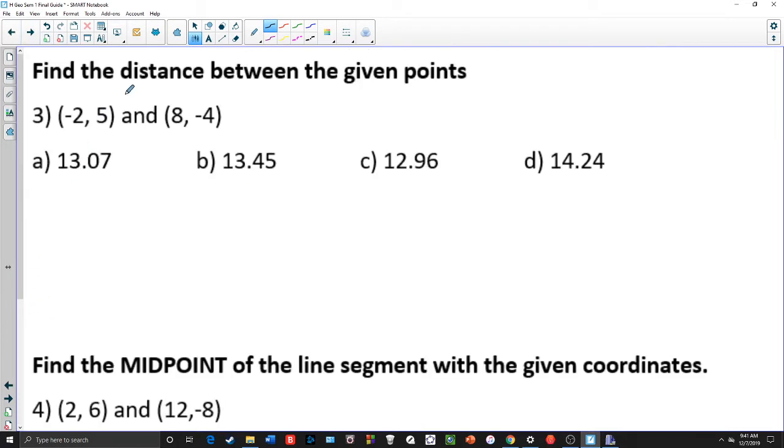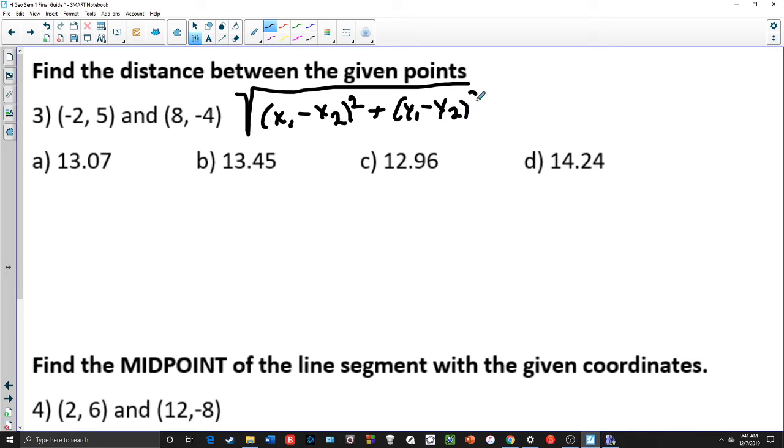So find the distance. A distance problem requires a distance formula. The distance formula, if you don't remember, is the square root of (x1 minus x2) squared plus (y1 minus y2) squared. The x1, y1, x2, y2 all represent your point values. So right here, we can call this x1, y1, x2, y2.